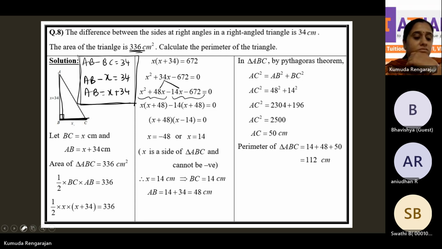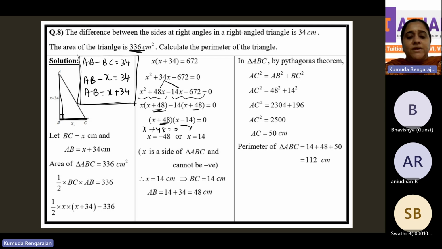Then in the brackets, you have the same number, x plus 48, write it once. And this x minus 14 in the other bracket is equal to 0. Now equate each of it to 0. So x plus 48 is equal to 0, so x is equal to minus 48. x minus 14 is equal to 0, so x is equal to 14.